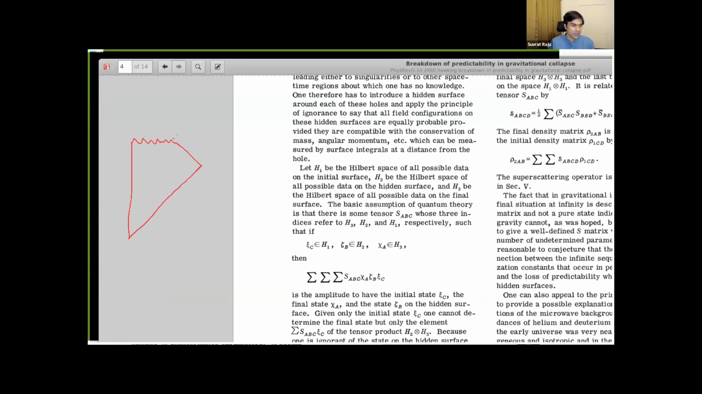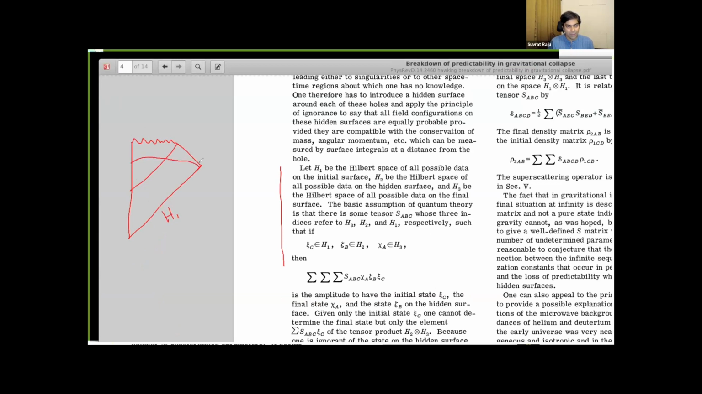Okay, this is the horizon. And what is the initial surface? I want you to focus on this paragraph here. The initial surface is this surface here. This is where you specify the data H1. This is the initial data.